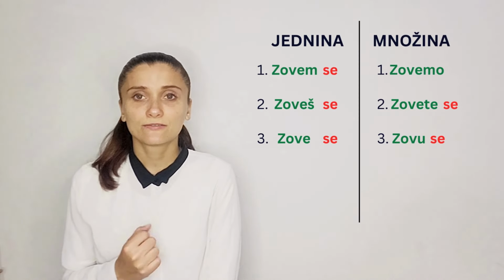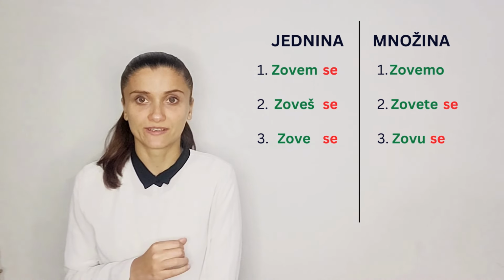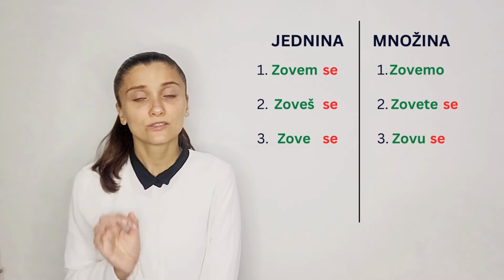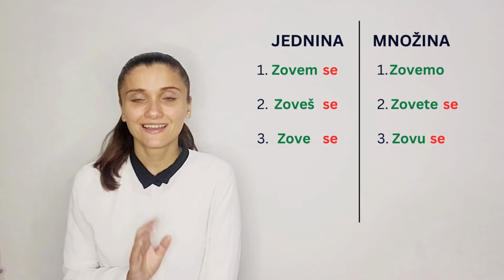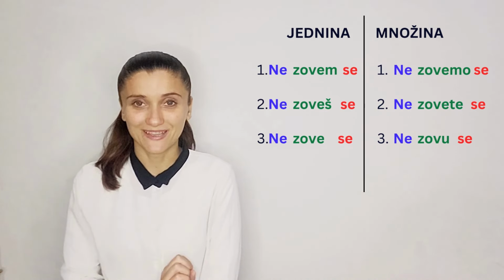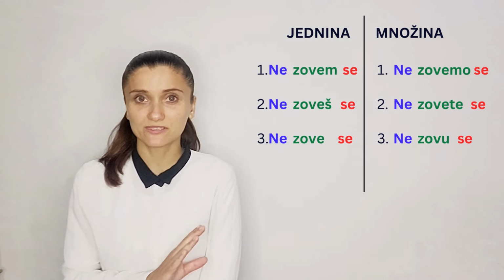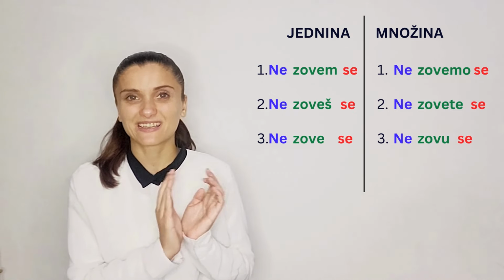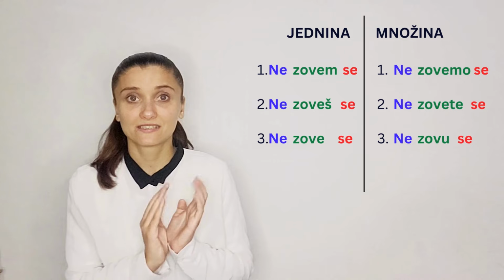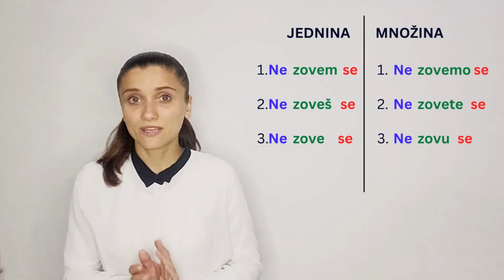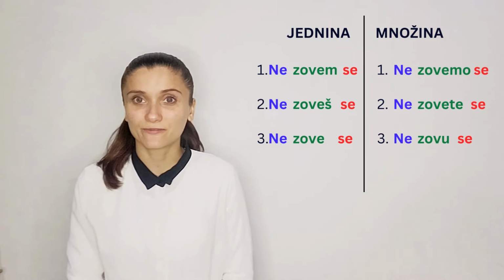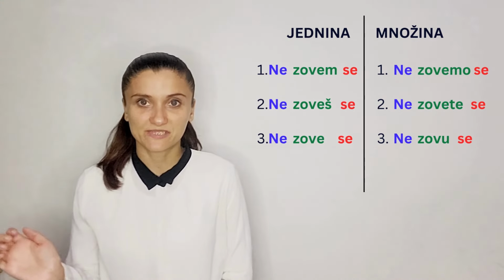What if you don't use pronouns? Then you would put ne in front of the main part of the verb. Remember, when we don't use pronouns, then first we have the main part and then se. Yes? Zovem se. So now you just put ne in front of everything. Ne zovem se. So let's see some examples both with and without pronoun.